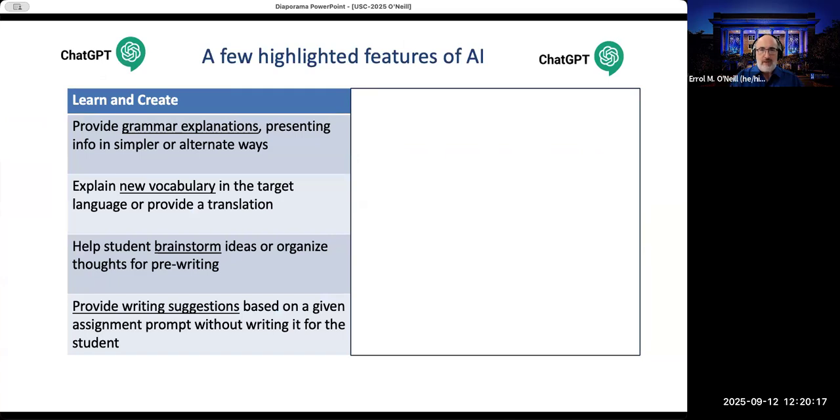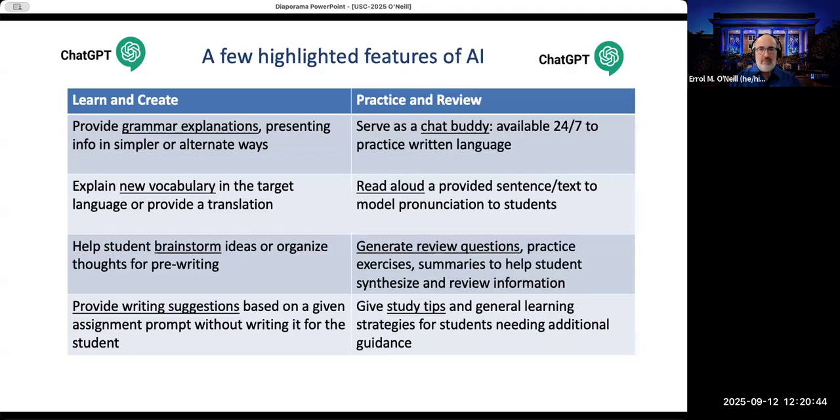A few highlighted features of AI. AI can provide grammar explanations for students, explain vocabulary words, and help students with brainstorming ideas or organizing their thoughts. It can also provide some suggestions based on assignment prompts, so not necessarily writing the entire thing for them, but giving them ideas of how to get started. So avoiding the blank page syndrome where you just don't know where to get started. A chatbot could help with that.